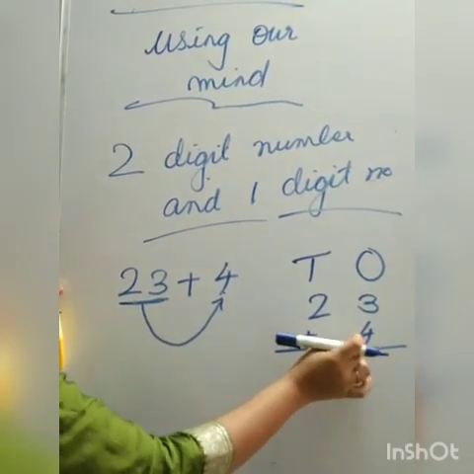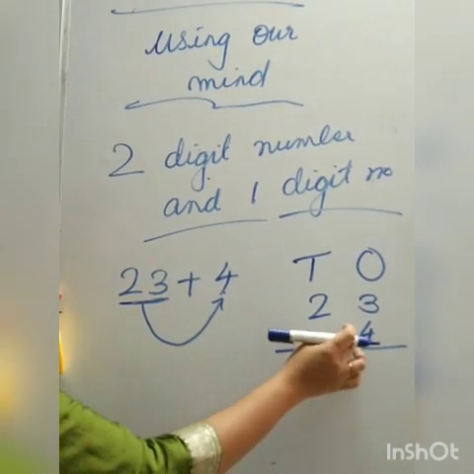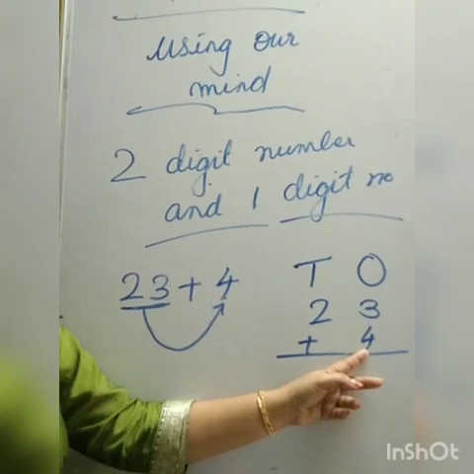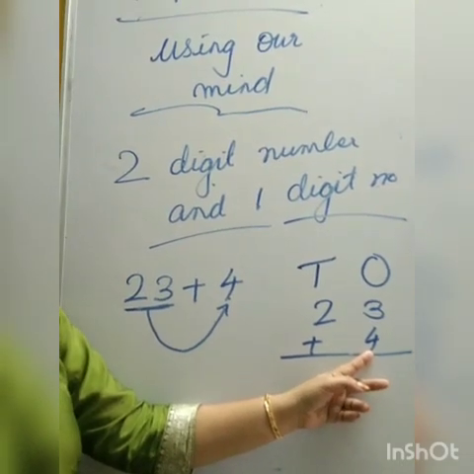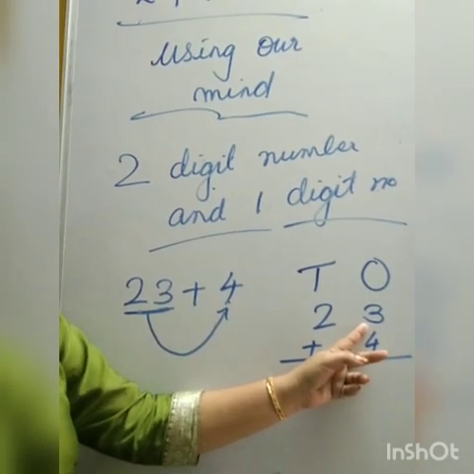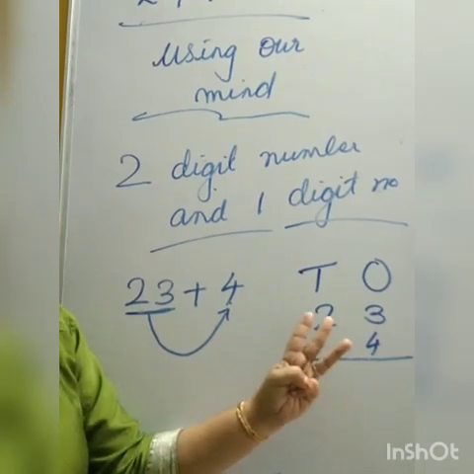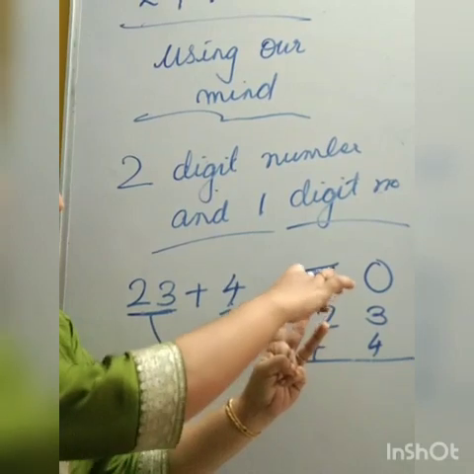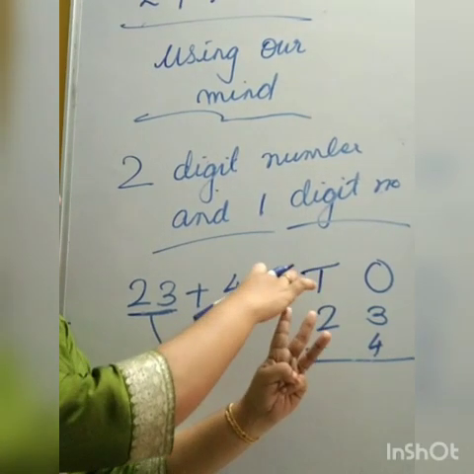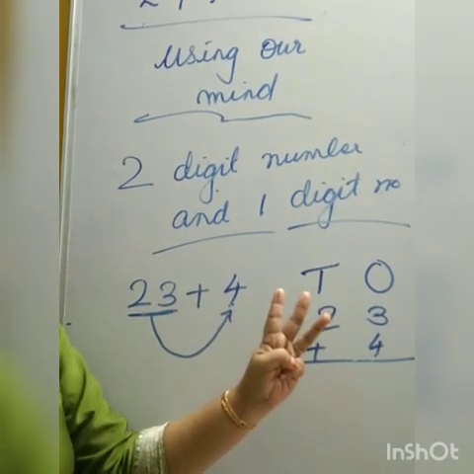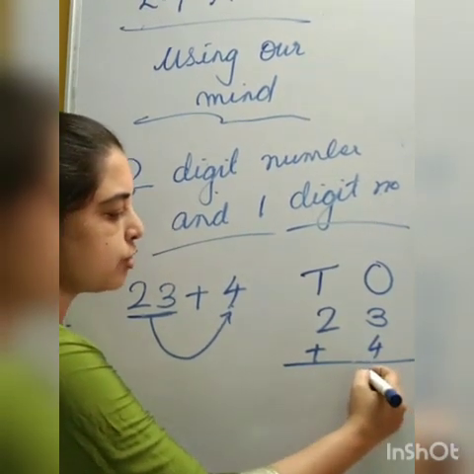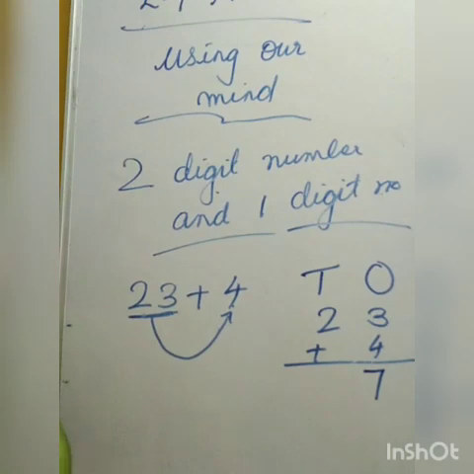3 plus 4. Which is the biggest number? 4 is the biggest number. So we have to keep 4 in your mind and take out 3 in your finger. After 4, 5, 6, 7. Where do we have to write 7? In the ones place we have to write 7.